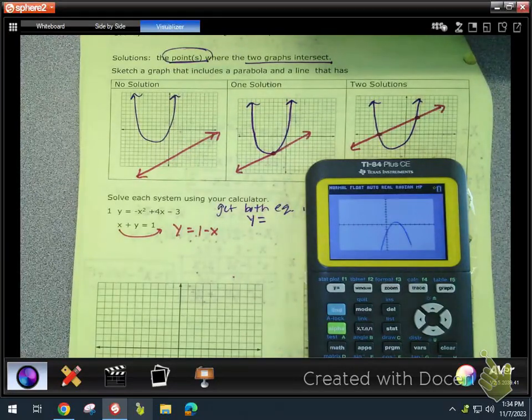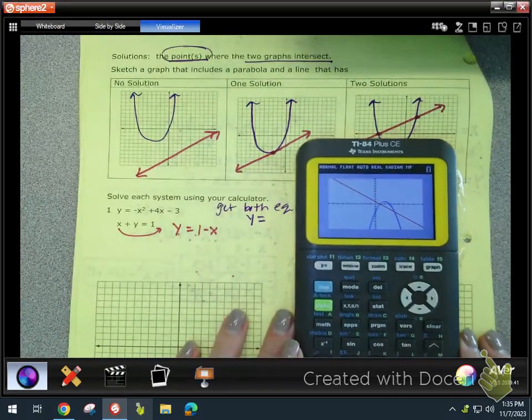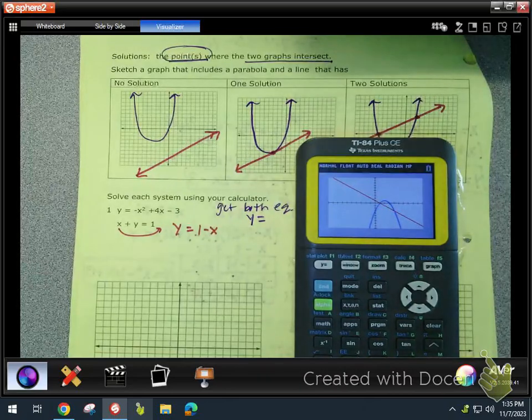And you're going to see. Why does it take a while for it to load? I don't know. Okay, who needs help?